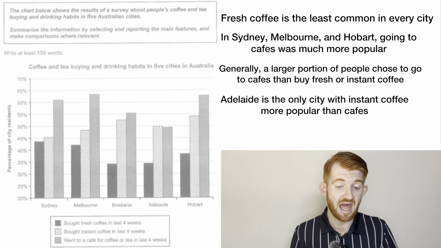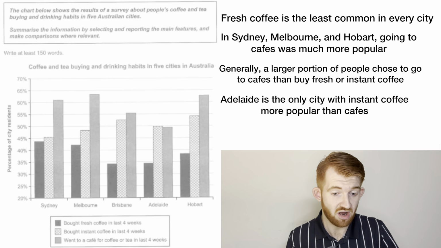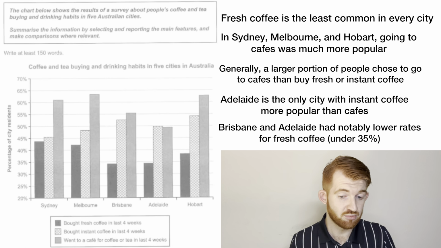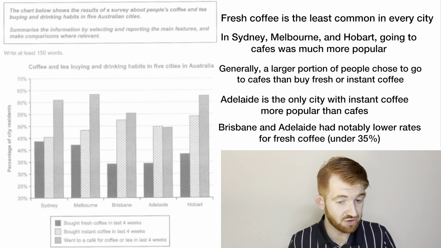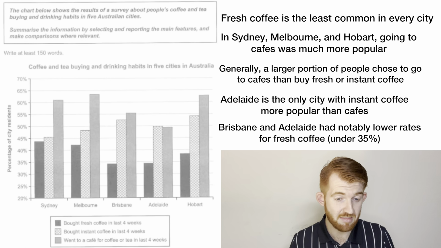And now, if I want to add one more detail here, I could look again at fresh coffee, and I could see that there is a unique low point, which is that Brisbane and Adelaide, they're the only cities that were under 35%. So when I go ahead and I discuss fresh coffee in one of my main bodies, I can also add that in there if I feel like I want to. So now that we've almost made our outline, we've identified all the important information, we need to go ahead and start to organize it, which is really going to pull our outline together.